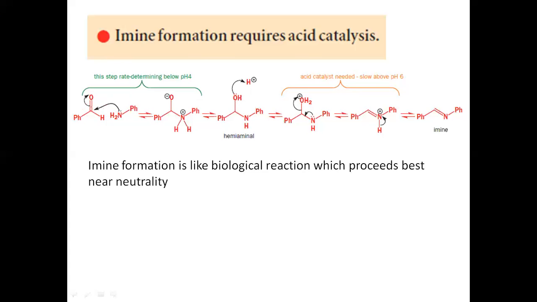So you have a C double bond N being formed. Is this the structure that I'm getting in the product? Yes. And this is what is called an imine. You have C double bond N kind of structures, which are called imines.